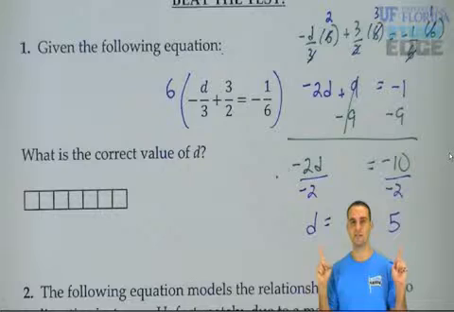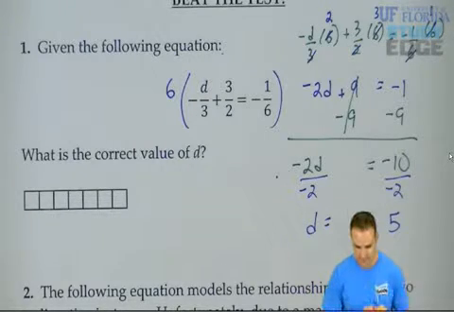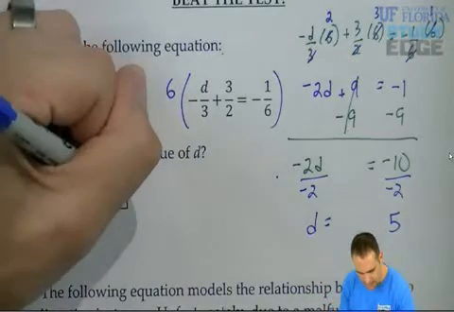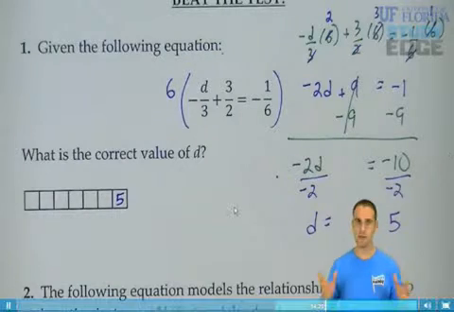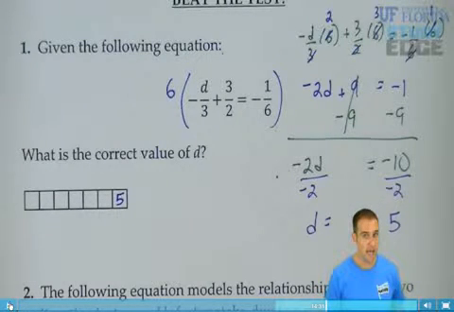So d equals 5. In this case, we go ahead and we just put the answer 5. We're good. Next up. You also could write 5 over here. Do not put your answer in the middle.